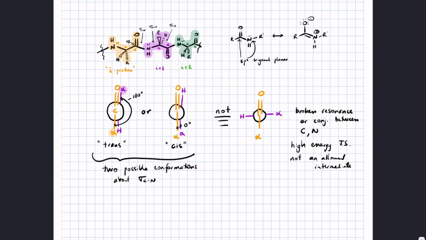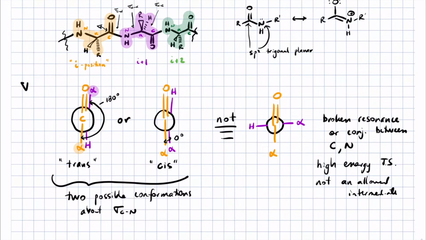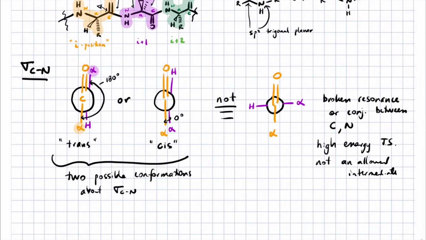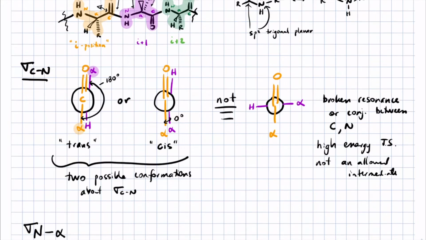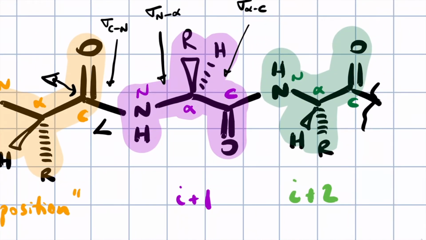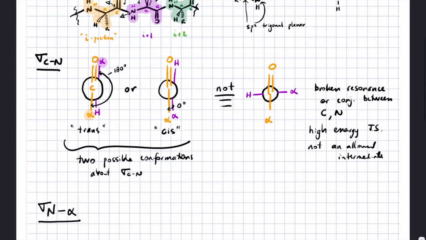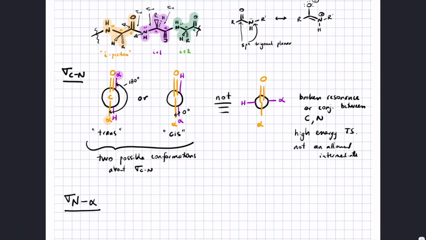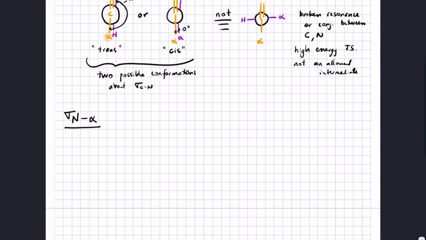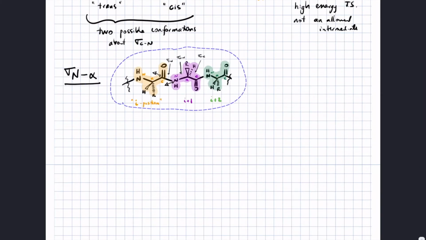Now let's talk about the dihedral angle possible about the bond between amide nitrogen and alpha carbon. So to do that, we're going to look down the bond between nitrogen and alpha carbon. It may help us to copy this again just so that we know what we're looking at.